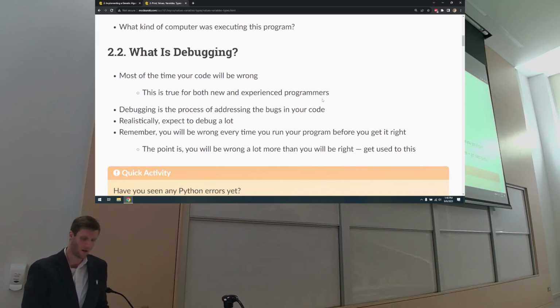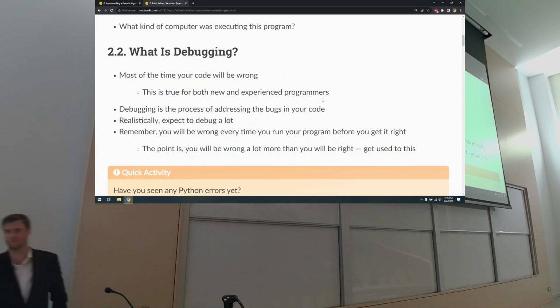So, what is debugging? You're supposed to be, you can sit down if you need to, or are you in the wrong place? 161? All right.